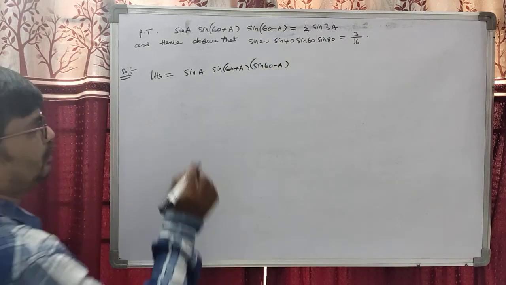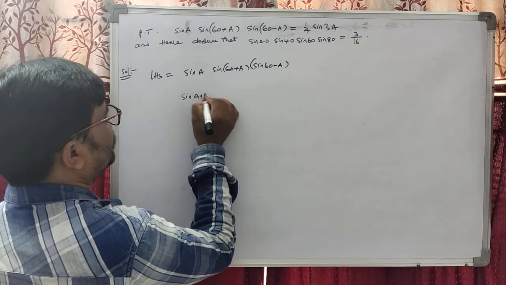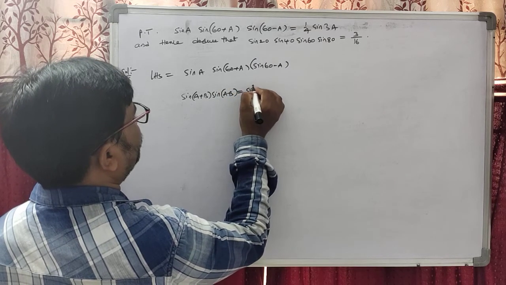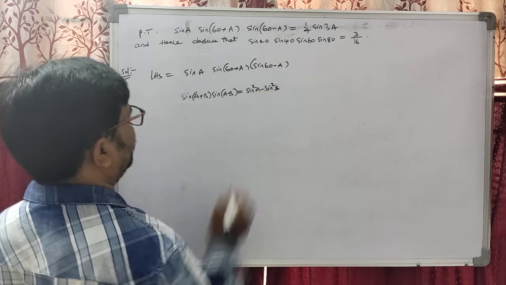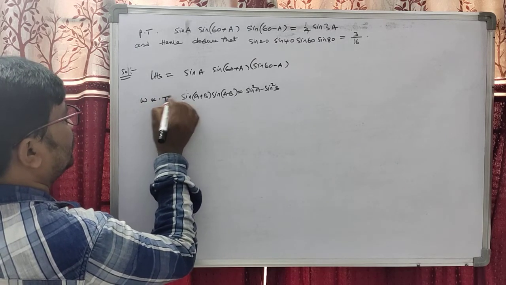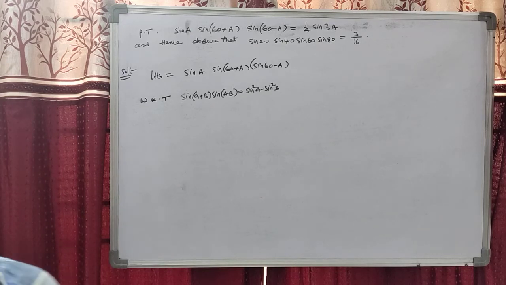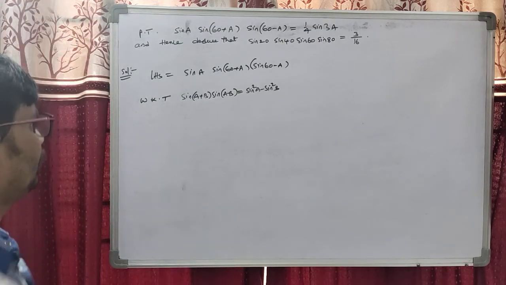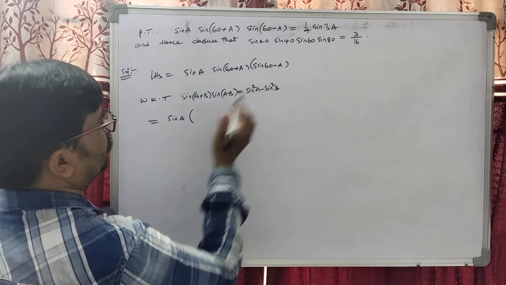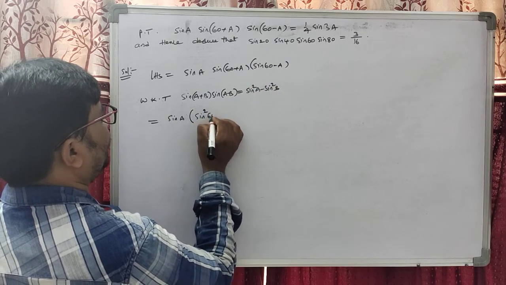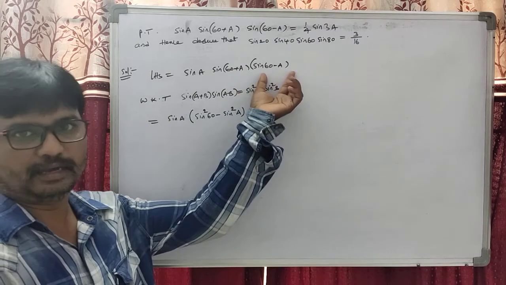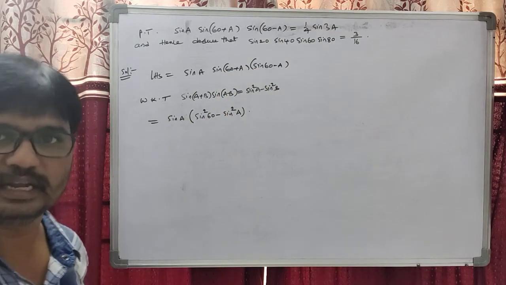So we know that students, what is the formula? Sine of A plus B into sine of A minus B is sine square A minus sine square B. We know that sine of A plus B into sine of A minus B is sine square A minus sine square B. So sine of 60 plus A into sine of 60 minus A is sine square 60 minus sine square A.